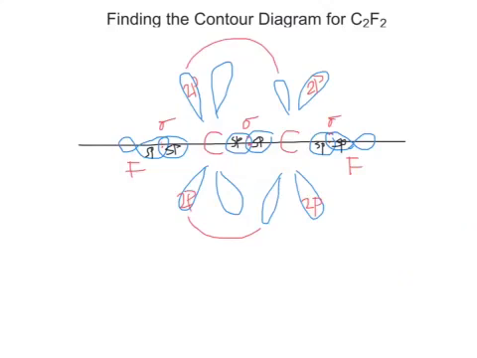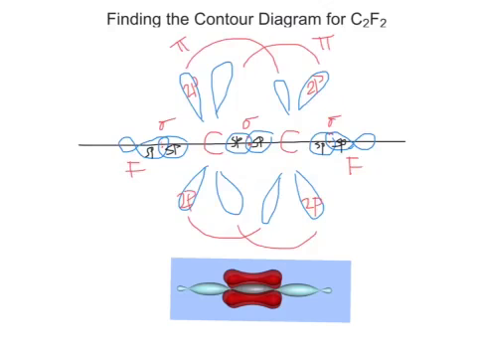So when you have four, it's one bond. These bonds go together as well. And then since each red curve is half, two of them would constitute a complete pi bond. And that's how we build the contour diagram for C2F2. Here at the bottom is a 3D modeled representation of how the bond would look.